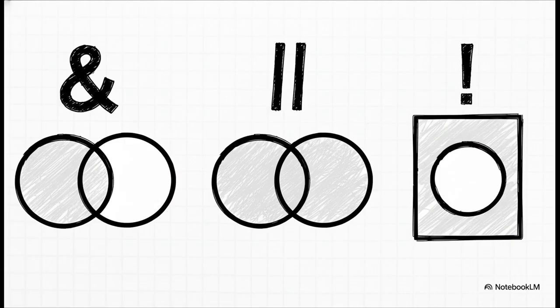AND is the strict one. It means both conditions have to be true. OR is way more flexible. It just needs one or the other to be true. And NOT is what you use when you want to find everything except for a certain condition.